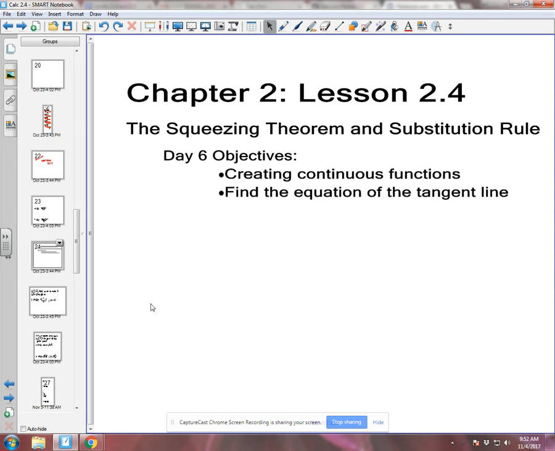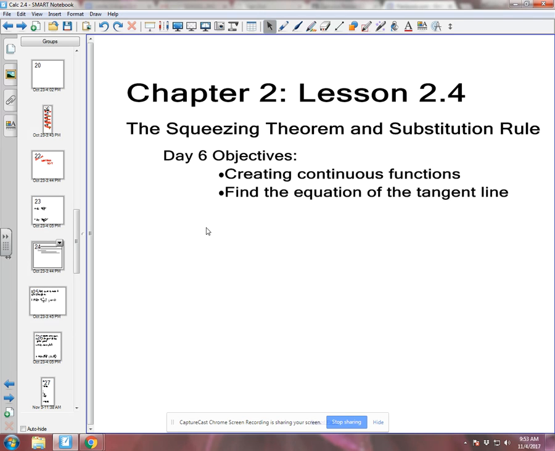Today, we are going to go through day 6 of notes, and you can see here that today we are going to try and create continuous functions, and we are going to go back to something we visited before, which is finding the equation of the tangent line at a specific point.